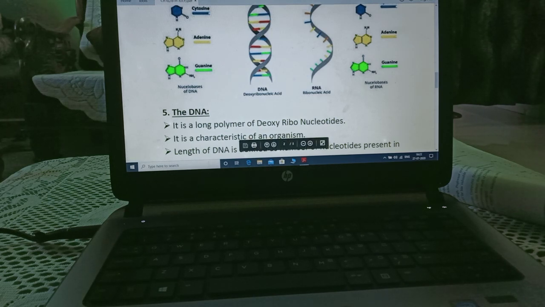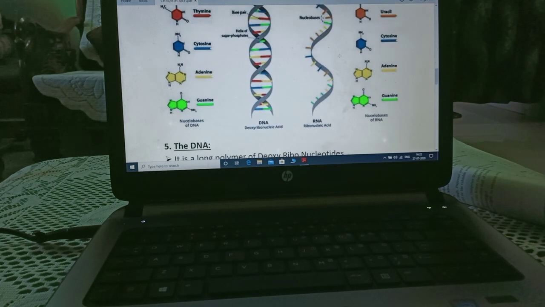You can see two pentagonal structures are bonded with each other in guanine and adenine. In cytosine, thymine and uracil, they are single pentagonal structures, as you can see on the screen.